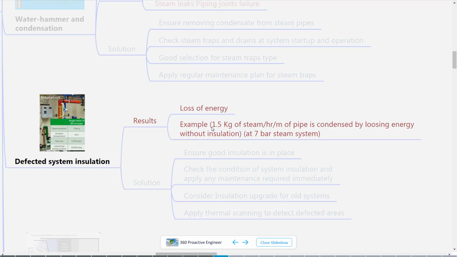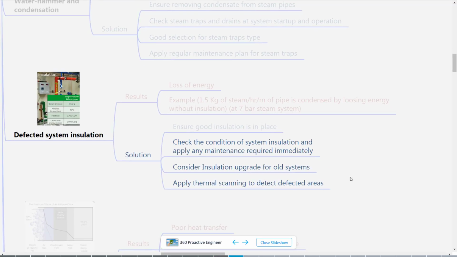pressure. So if we imagine that we have a longer pipe which is without insulation or the insulation is damaged, this will be a significant loss for the operation. The proposed solution will be ensuring good insulation is in place, definitely. Check the condition of the system insulation and apply required maintenance immediately, and don't leave any line after maintenance without insulation.